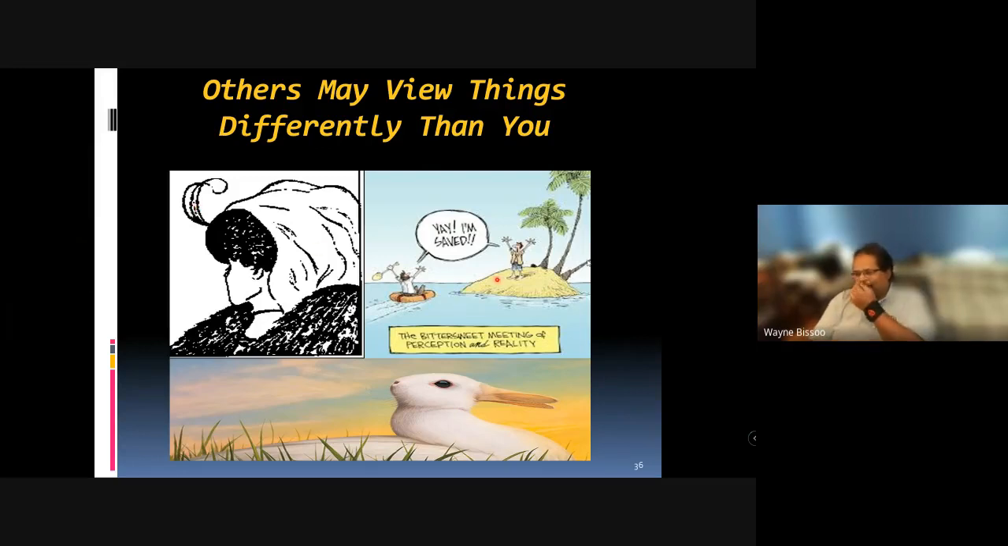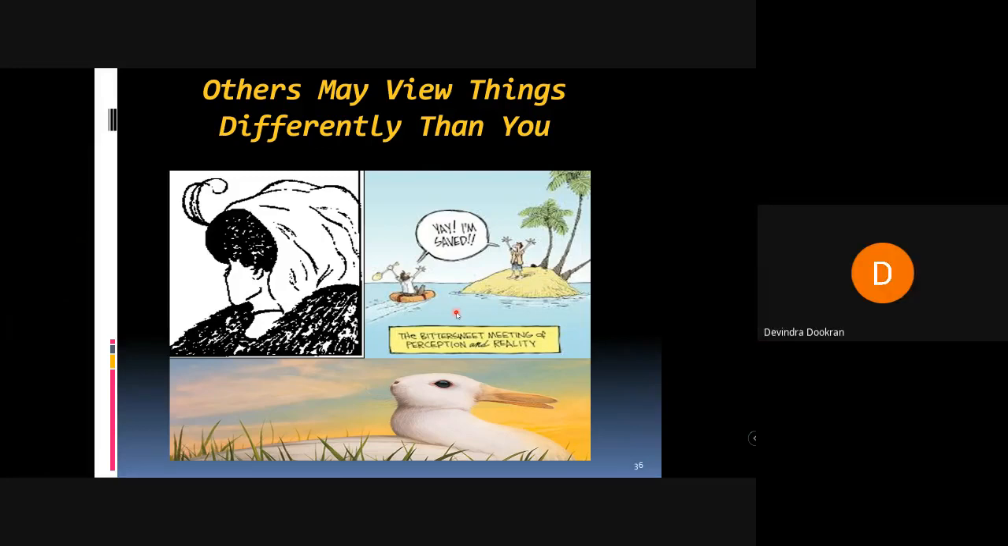And this one here, the little cartoon, is even more important in terms of understanding how people could look at the same thing but have different perceptions. Both of them are saying the same phrase, but this is perception and reality. Are they saved? Oh, no. Exactly.